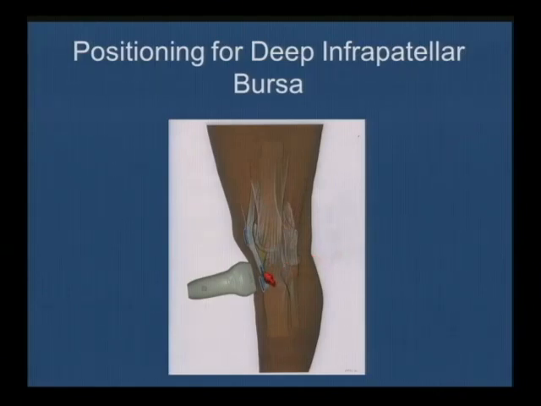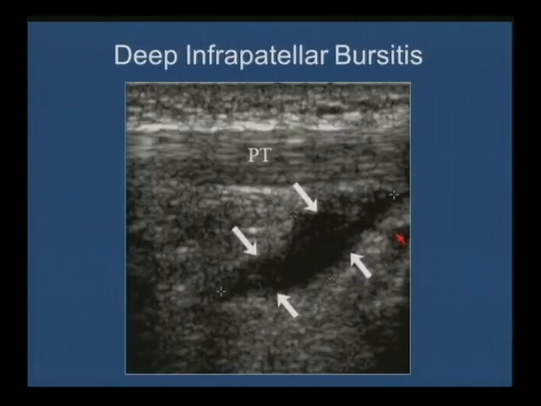And then we just come a little bit higher for the deep infrapatellar bursa. We're in the same area. And here's fluid in the deep infrapatellar bursa. Occasionally you'll see a trace of fluid in the deep infrapatellar bursa normally, but you shouldn't see fluid like this.